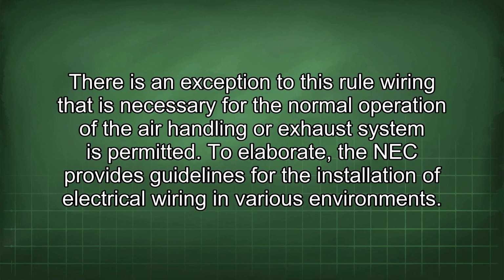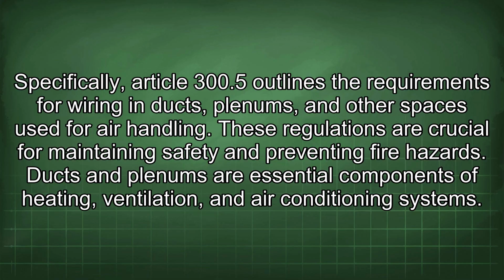There is an exception to this rule: wiring that is necessary for the normal operation of the air handling or exhaust system is permitted. To elaborate, the NEC provides guidelines for the installation of electrical wiring in various environments. Specifically, Article 300.5 outlines the requirements for wiring in ducts, plenums, and other spaces used for air handling. These regulations are crucial for maintaining safety and preventing fire hazards.